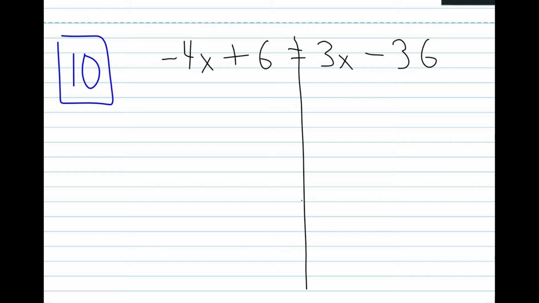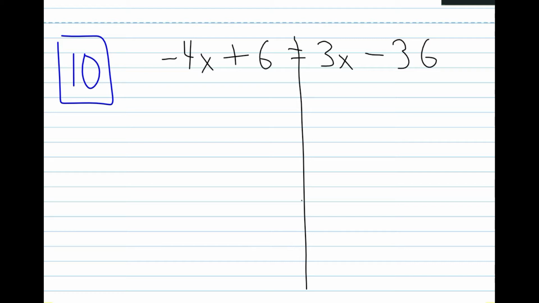If you remember our "Don't Call Me After Midnight" acronym, you want to ask yourself, is there any distribution? Well, I don't see any parentheses on either side of the equation. So then we go to C, which is combine like terms. We cannot combine negative 4x and plus 6 on the left side, nor can we do 3x minus 36 on the right side. So our next step would be to move the variable to one side.